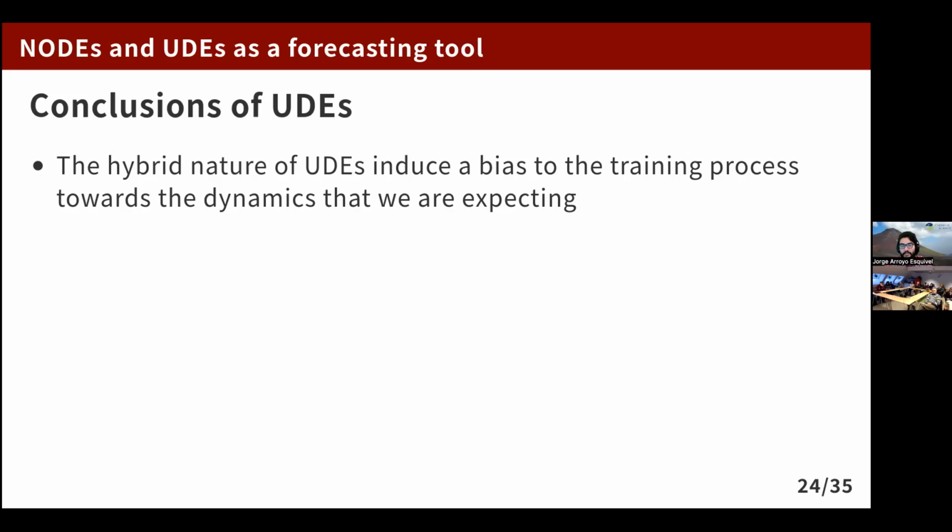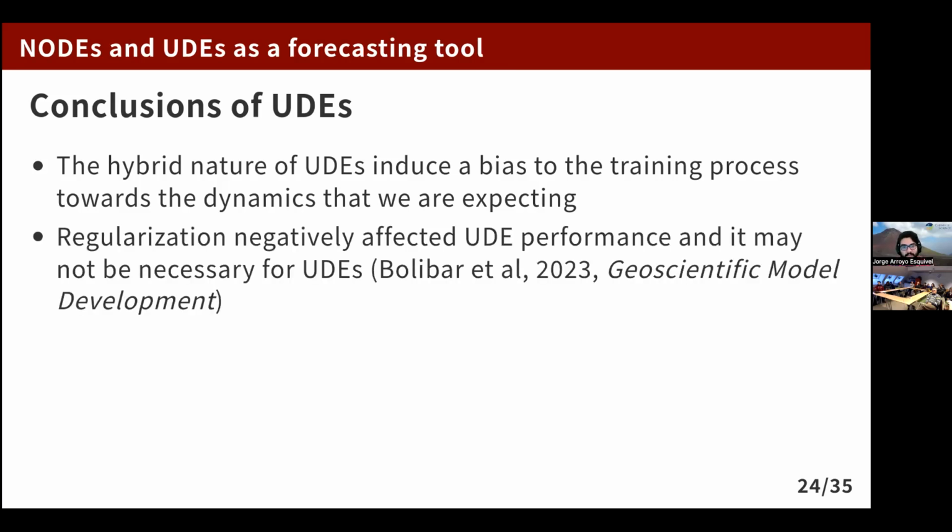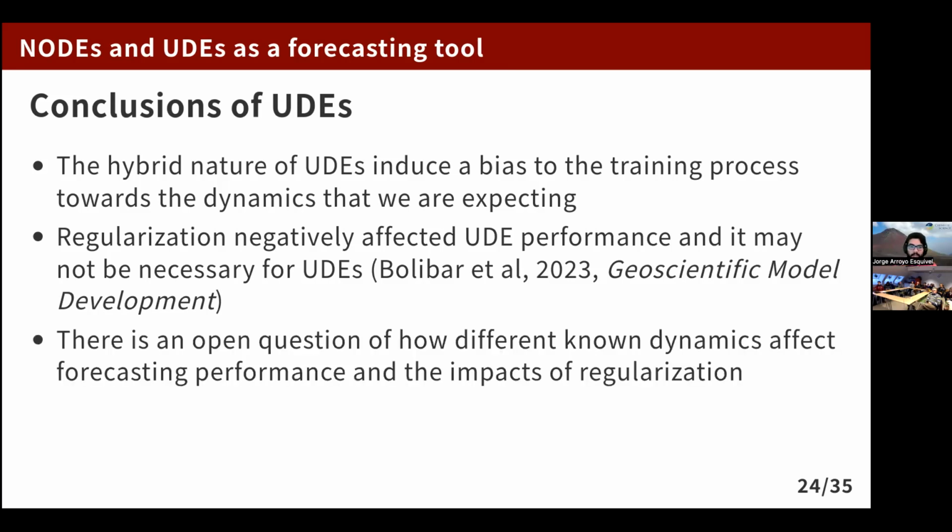And something I didn't mention is that originally we were testing these methods without regularization, and this was not the case. We were actually getting UDEs with comparable accuracy to NODEs. Of course, it was worse because then we had the issues of observation noise, so we decided to go with regularization. It makes more sense as a forecasting tool to do regularization. But regularization negatively affected UDE performance, and another paper suggests that we may not need to regularize UDEs. That was just a suggestion in their paper. It is an open question how different known dynamics affect the performance and what the impacts of regularization on UDE performance are.